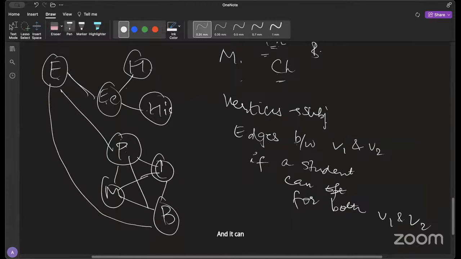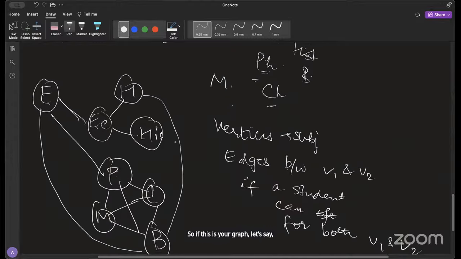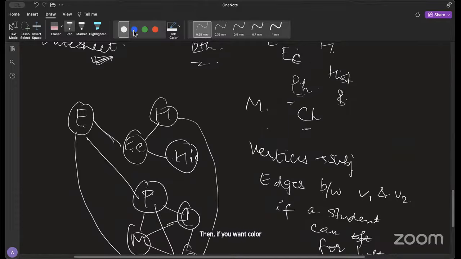And it can be opted with Hindi too, right? So if this is your graph, let's say, then you'll color it, and now you have to decide days. So let's say you're conducting the exam of English on Monday. That's the same as giving a color to English, right?